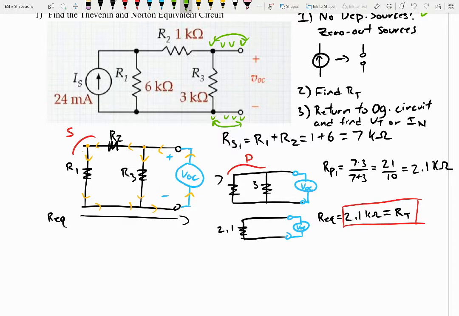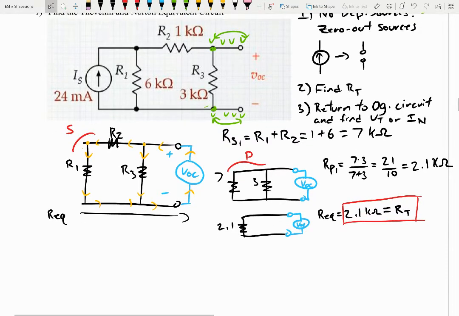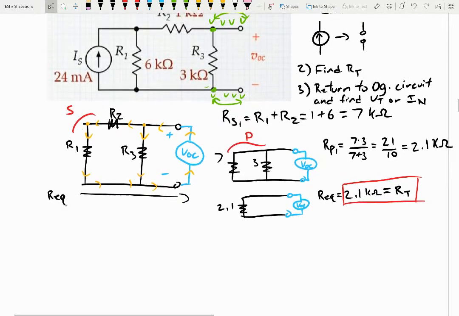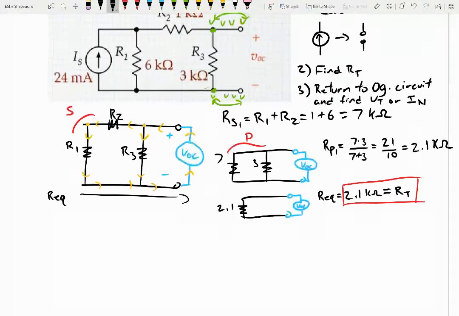So if I can find the voltage from here to there, I find the voltage VOC. And looking at this, we see that that would be the voltage drop across this R3. So if we can find that voltage drop, we find VOC. We can find VThev. Okay. So if we look at that original circuit, let's see what we got. We know 24 milliamps comes up through this way. We see that some will go down this way and some will go down this way.